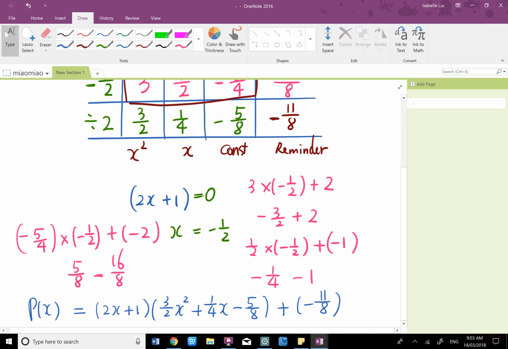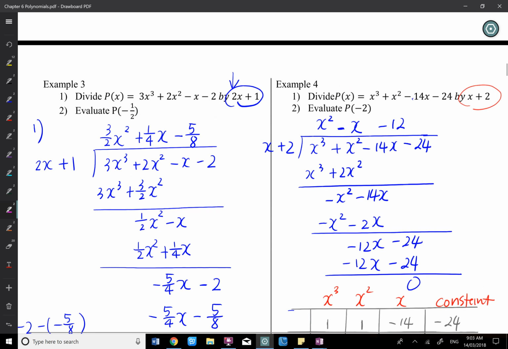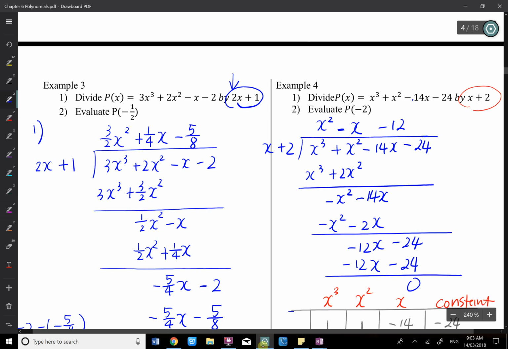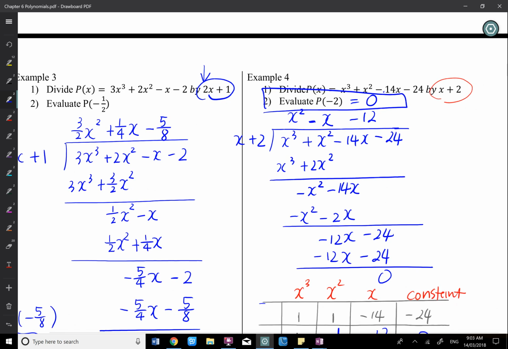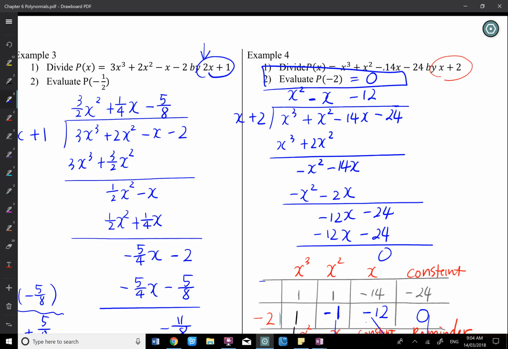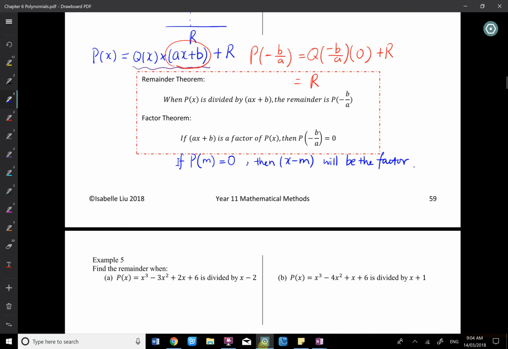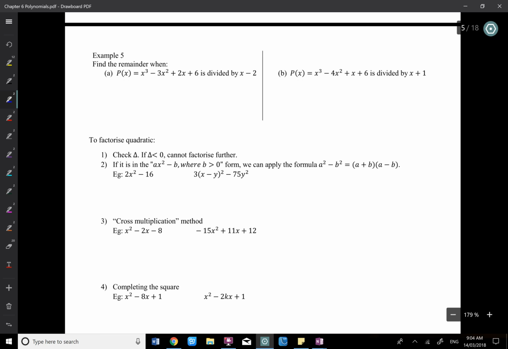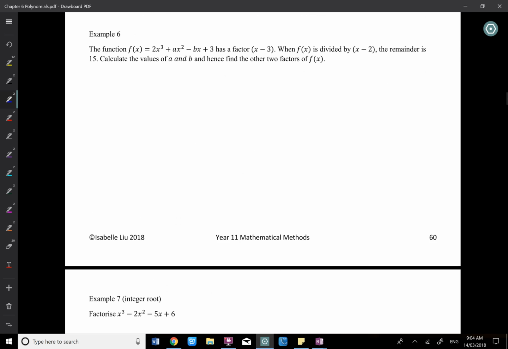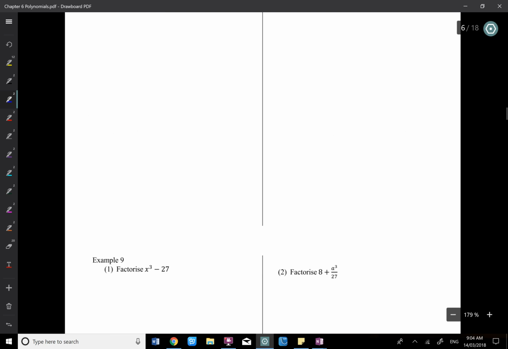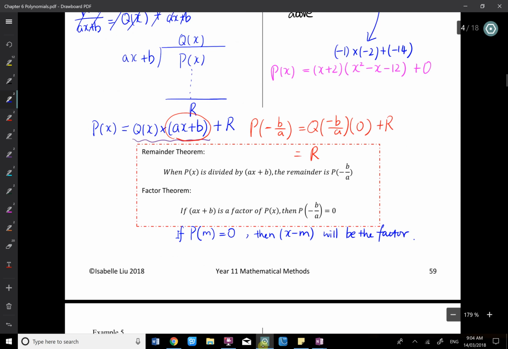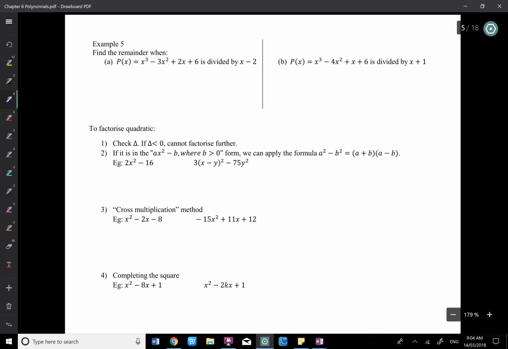Okay, so let's come back to the notes. To evaluate p negative 2, that will be a 0 because of the factor theorem. You have x plus 2 as a factor, so p negative 2 will be 0 remainder, so it equals 0. I have finished this page. Let's go to the next page.